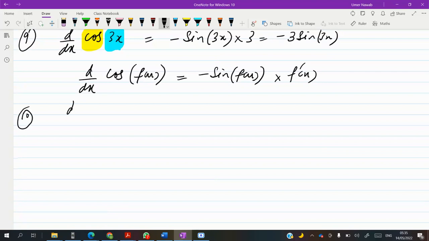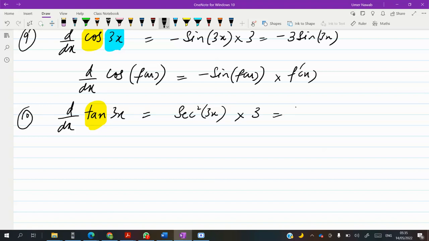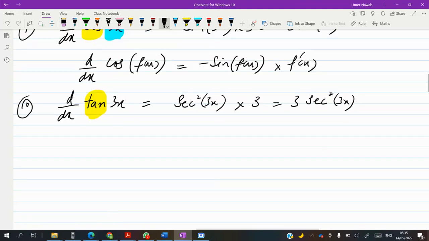Next in your course is the derivative of the tan function. The derivative of tan gives you secant square, and the argument stays as it is. Now the further derivative of the argument 3x is 3. The simplified answer is 3 secant square 3x.